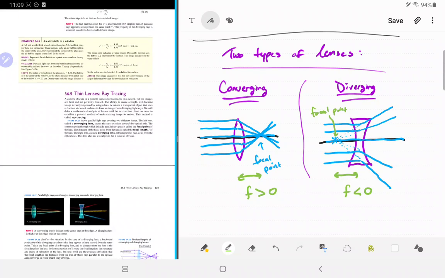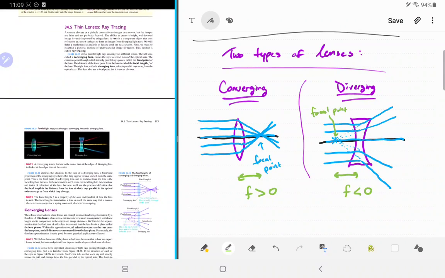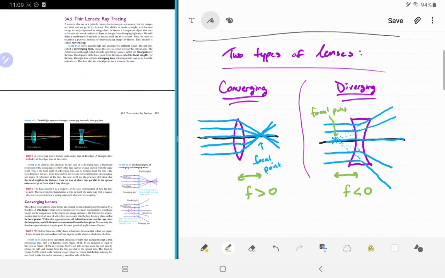So notice how the section title is called thin lenses. The focal point is only uniquely defined for spherical shapes right here in the case that the lenses are thin. So we're only going to deal with thin lenses. We're not going to try and get corrections to this factor. We're just going to deal with this case in these sections.